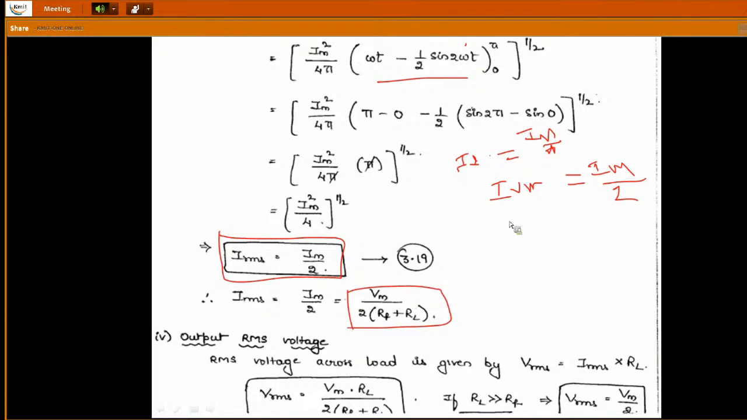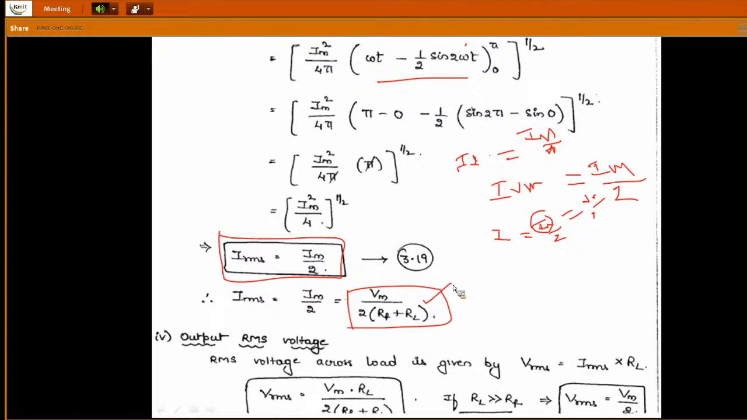Now what is the RMS value? The RMS current IRMS is given by Im by 2. Im by 2 is the RMS value, and Im by pi is the DC value. If you are representing it in terms of the voltage, Im is replaced by Vm by Rf plus Rl. That's why it is Vm by 2 into Rf plus Rl. This is the IRMS value. So that is the third one we have.